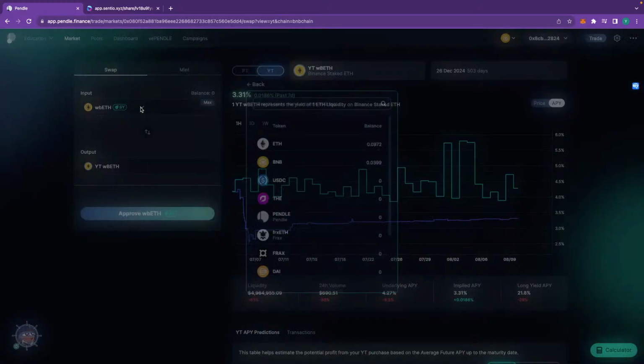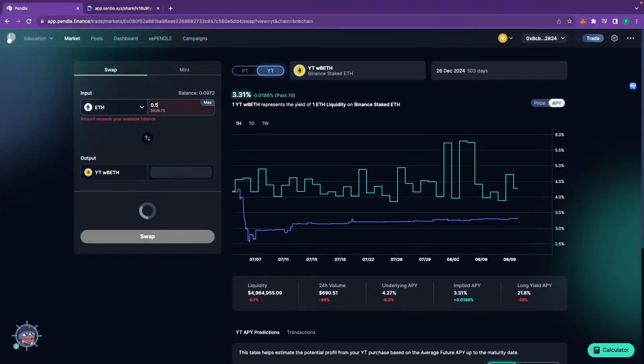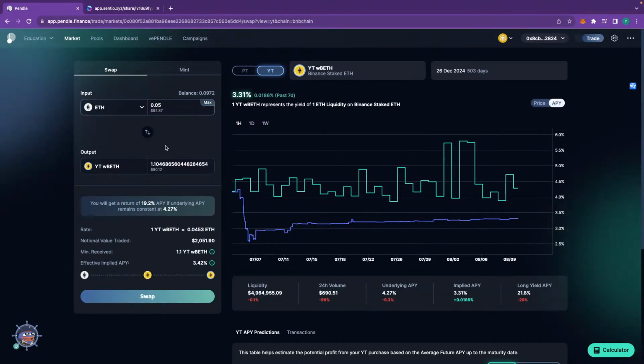So yeah, I can just put in the amount I want to buy YT, say like 0.05, and I can see the details for my potential trade, especially the potential return I will get from buying this amount of YT and holding it all the way until maturity, which is 19.2%, assuming that the underlying APY will remain constant at 4.27%. And yeah, I would recommend.